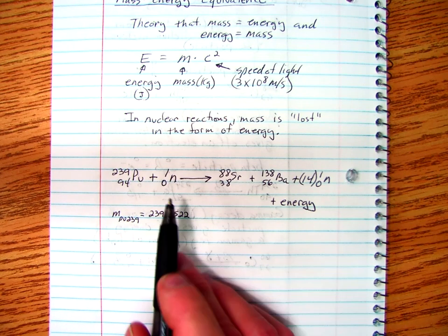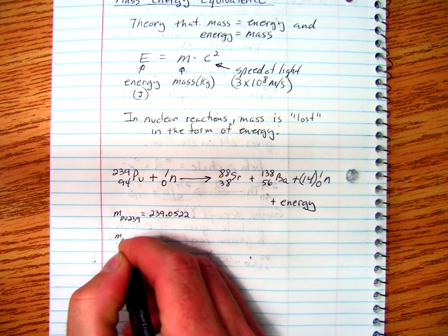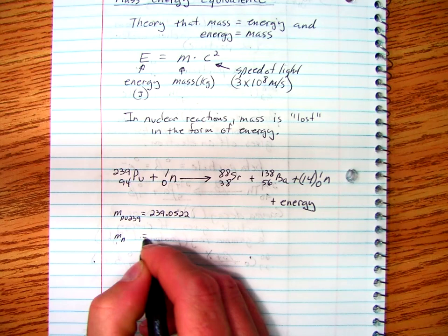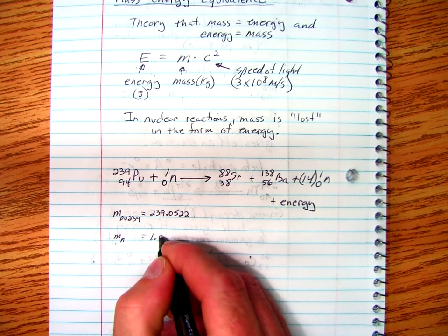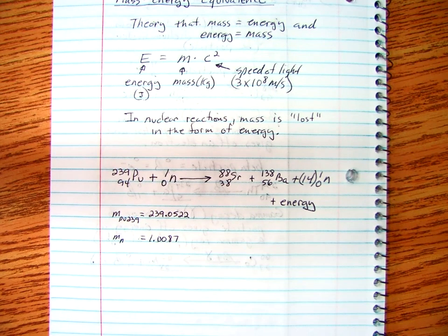Next, we have a neutron. So what's the mass of a neutron? Well, we can't look on the periodic table, and so I'm going to give you the mass of the neutron. A neutron all by itself has a mass of 1.0087. You probably thought it was just 1. Well, that's because most periodic tables don't have the precision that my periodic table does.